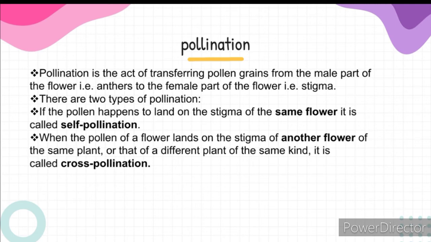Now, cross-pollination: when the pollen of a flower lands on the stigma of another flower, some other flower nearby, of the same plant, not of a different plant, then that is cross-pollination.